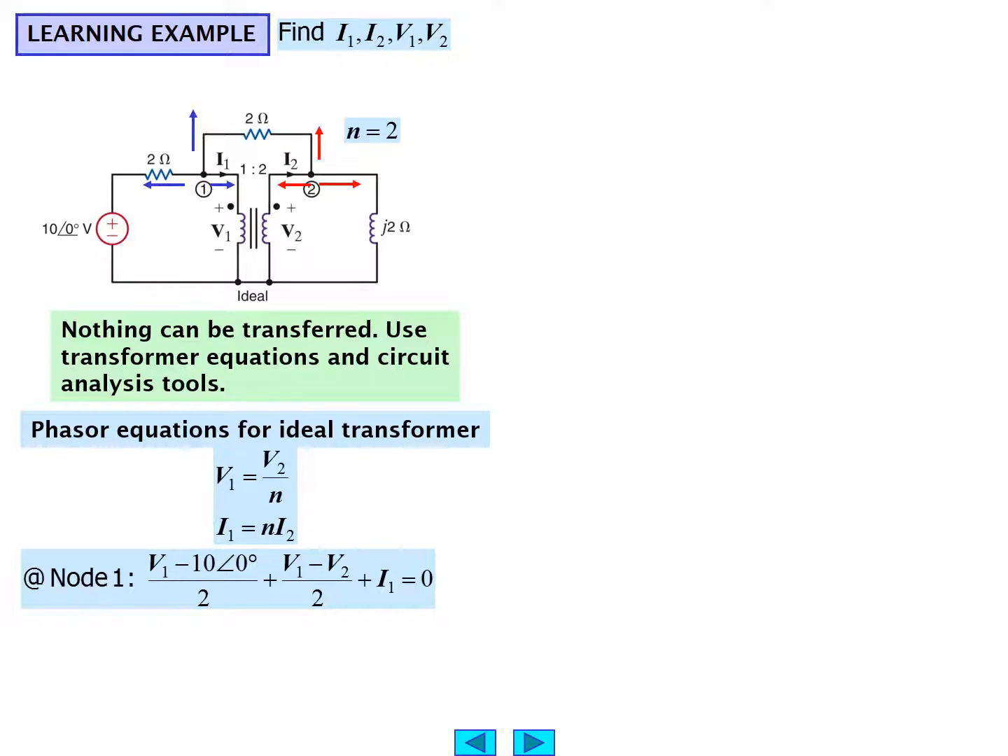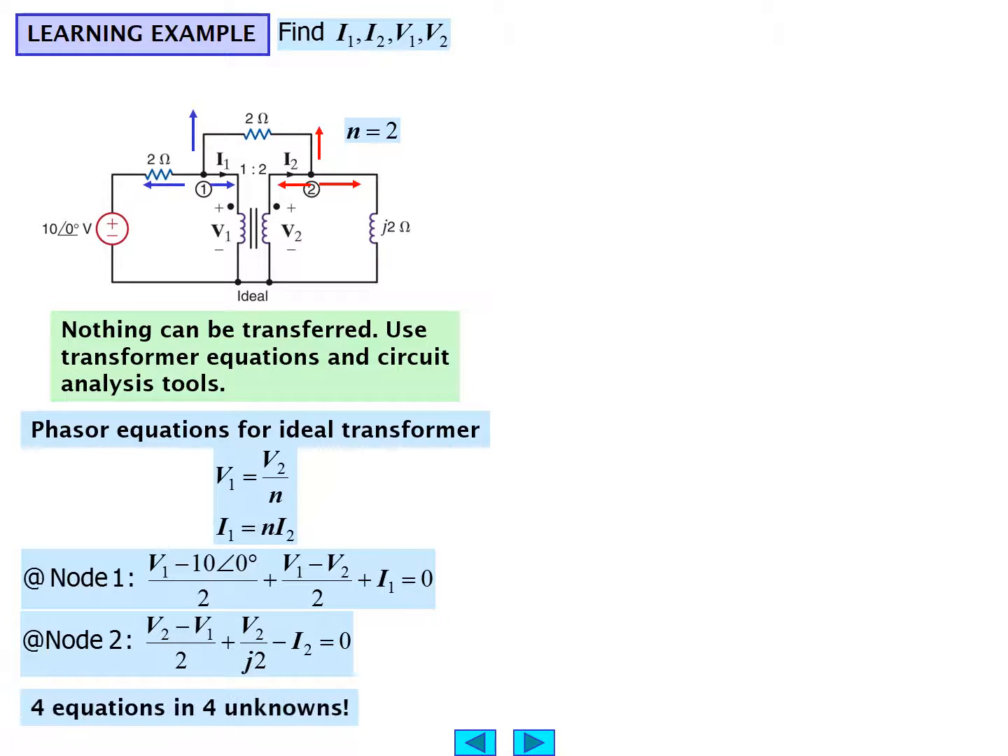There are also 3 currents at the second terminal, 2. We would get V2 minus V1 over 2 ohms as one of the currents. We'd also get V2 divided by J2, which is the current that flows through the inductive reactance. But we'd also get minus I2 because we have assumed that I2 is flowing in because of the configuration of the transformer. So therefore, it's minus I2 equals 0. 4 equations and 4 unknowns.